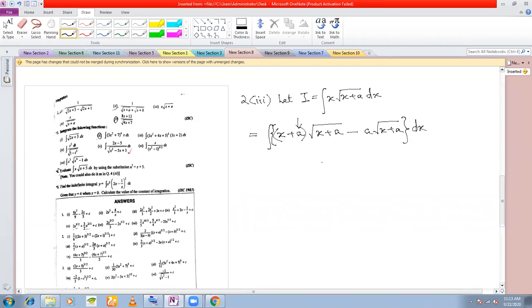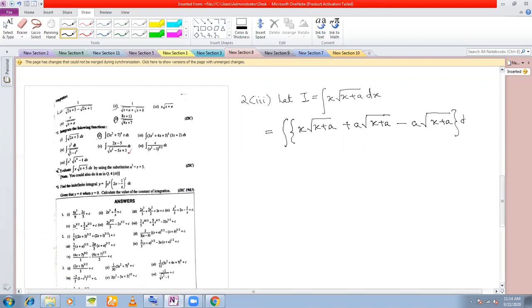dx. Now see whether we can write this or not, because this a into root x plus a was added extra. You understood? Or should I do one more step? Let me do one more step then. Then maybe you'll be able to understand. You can write this as x root x plus a, and you add a root x plus a. And since this a root x plus a you have added extra, you subtract it also.